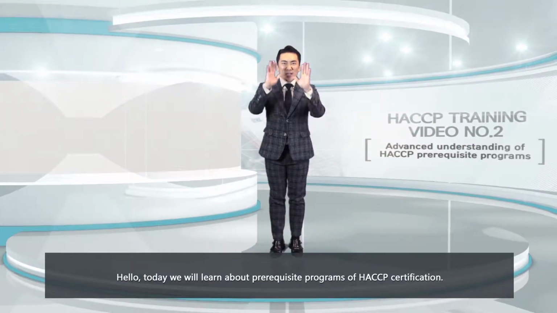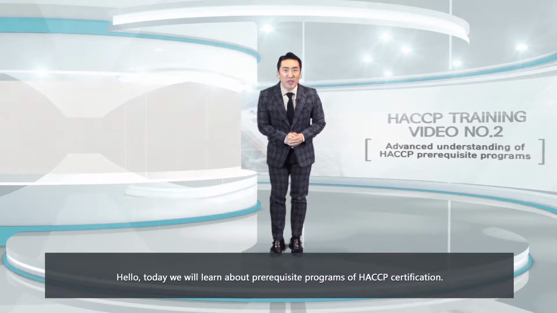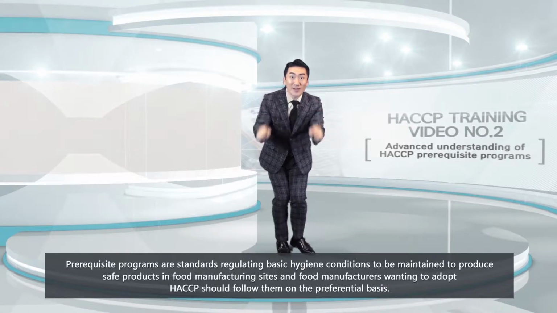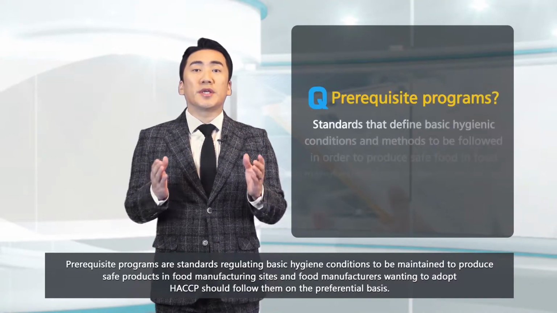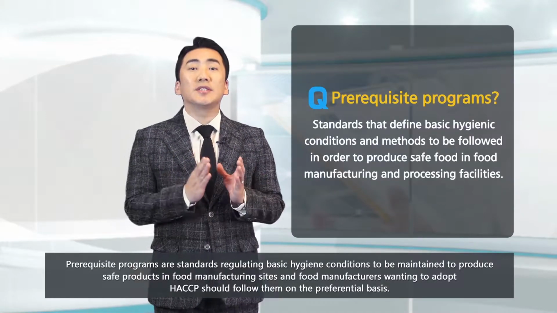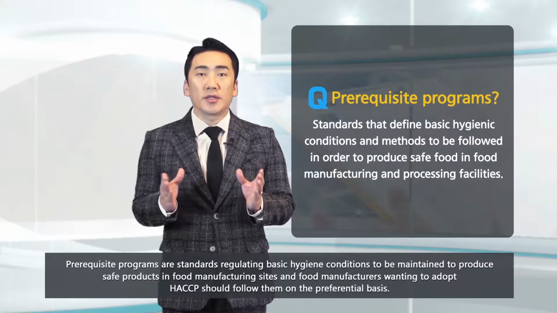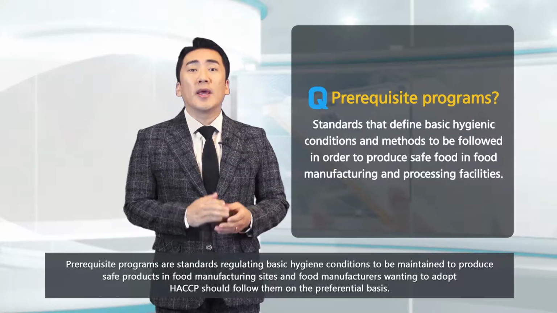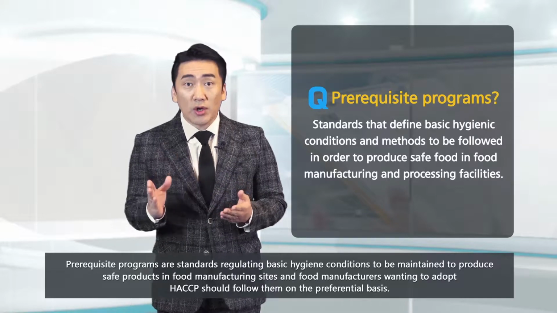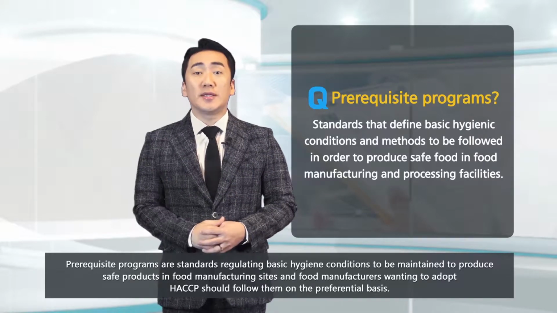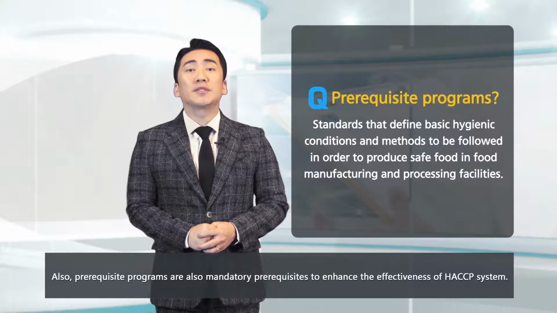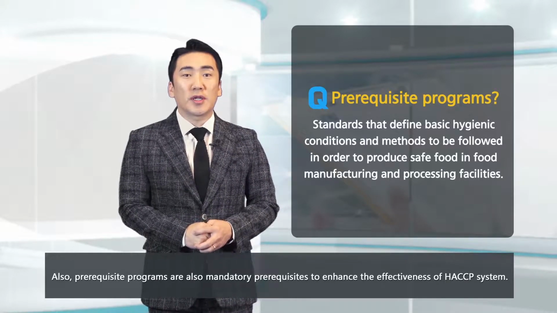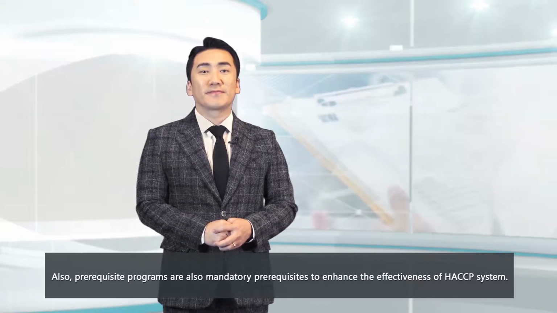Hello! Today we will learn about prerequisite programs of HACCP certification. Prerequisite programs are standards regulating basic hygiene conditions to be maintained to produce safe products in food manufacturing sites, and food manufacturers wanting to adopt HACCP should follow them on a preferential basis. Also, prerequisite programs are mandatory prerequisites to enhance the effectiveness of the HACCP system.